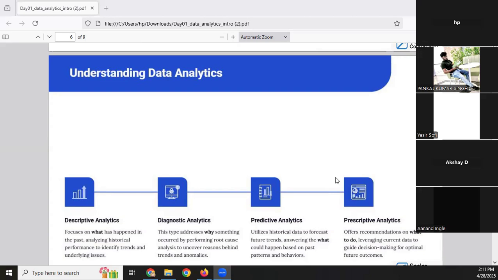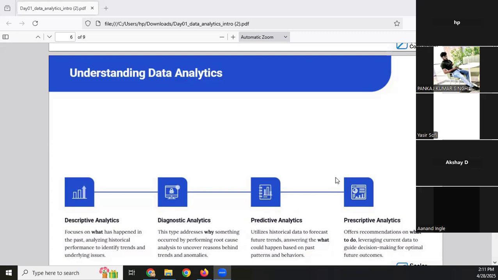In diagnostic analytics, this type addresses why something occurred by performing root cause analysis to uncover reasons behind trends and anomalies. So when a problem comes in front of a data analyst, the work is to perform analysis to find the root cause and uncover the reasons behind that problem. Then he can find those insights and give the answers. In this, the formula used is the 5 Whys.